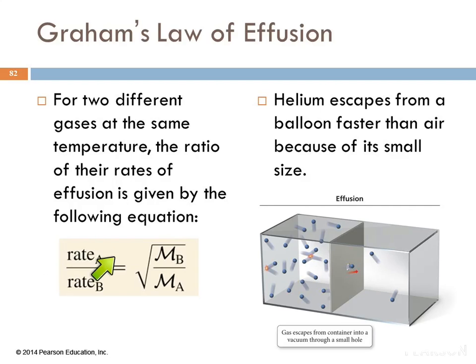We have the rate at which A effuses divided by the rate at which gas B effuses, and that is equal to the square root of the ratio of their molar masses. But notice this is upside down. Here A is on the top, and here A is on the bottom, because the larger a molecule is, the slower it effuses.